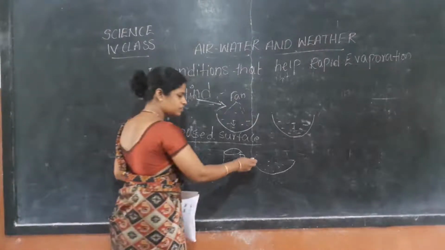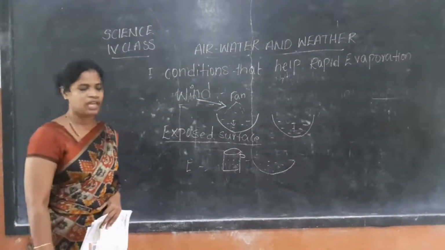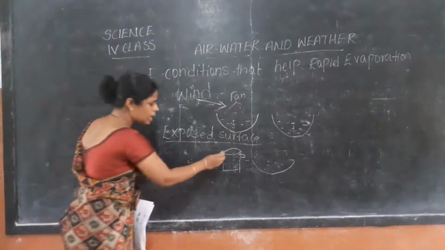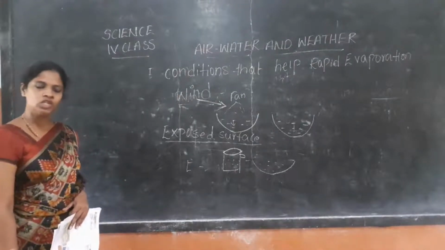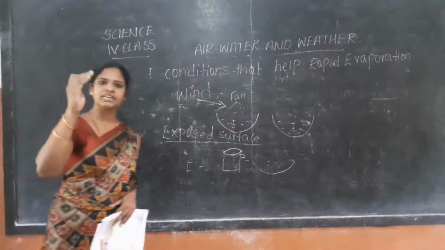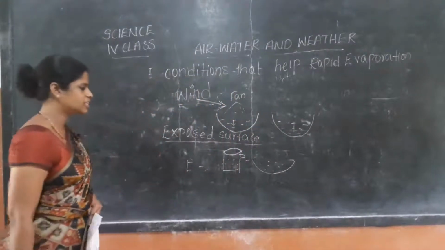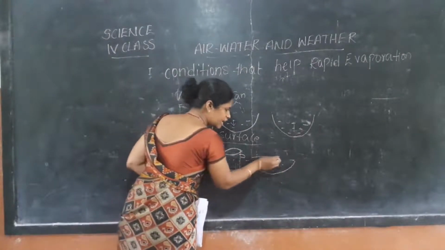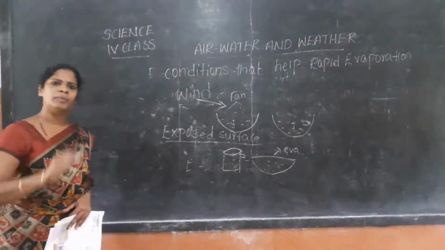Yes. If the surface area of this beaker is more, you will observe the evaporation is faster. If the surface area of this beaker is less, the evaporation is also less. Did you understand? So what can we conclude from this activity? We can conclude that the surface area also affects evaporation. More surface area, more evaporation. Less surface area, less evaporation. Did you understand, students? The cup's surface area is very less, but this beaker's surface area is more. So if the surface area is more, evaporation is more. If the surface area is less, evaporation is also less.